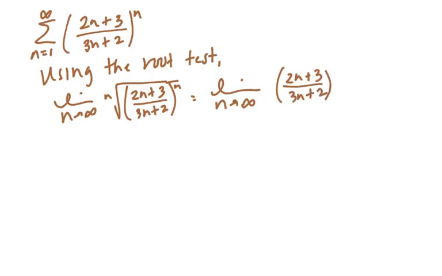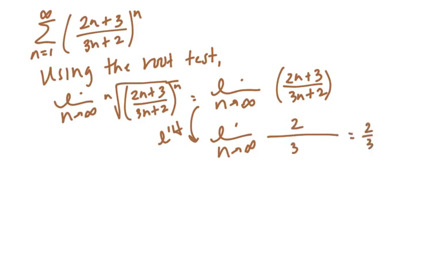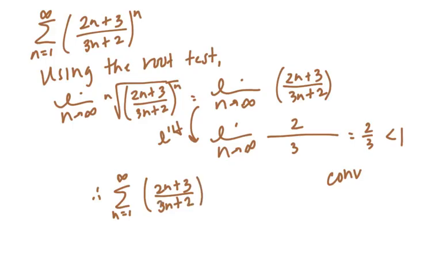Now here we have infinity over infinity. So you get to choose your method. Would you like to use L'Hopital's rule or divide by the highest power of n? I like L'Hopital's rule. So let's take the derivative of the top to be 2 and the derivative of the bottom to be 3. So the limit is 2/3, which is less than 1, so we have convergence. Therefore, the series of ((2n+3)/(3n+2))^n is absolutely convergent.